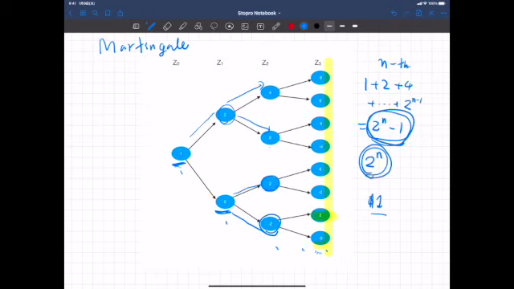But of course, it requires lots of money, and you may end up in debt for a long time. So it's not recommended for obvious reasons. But anyway, this is the Martingale strategy.